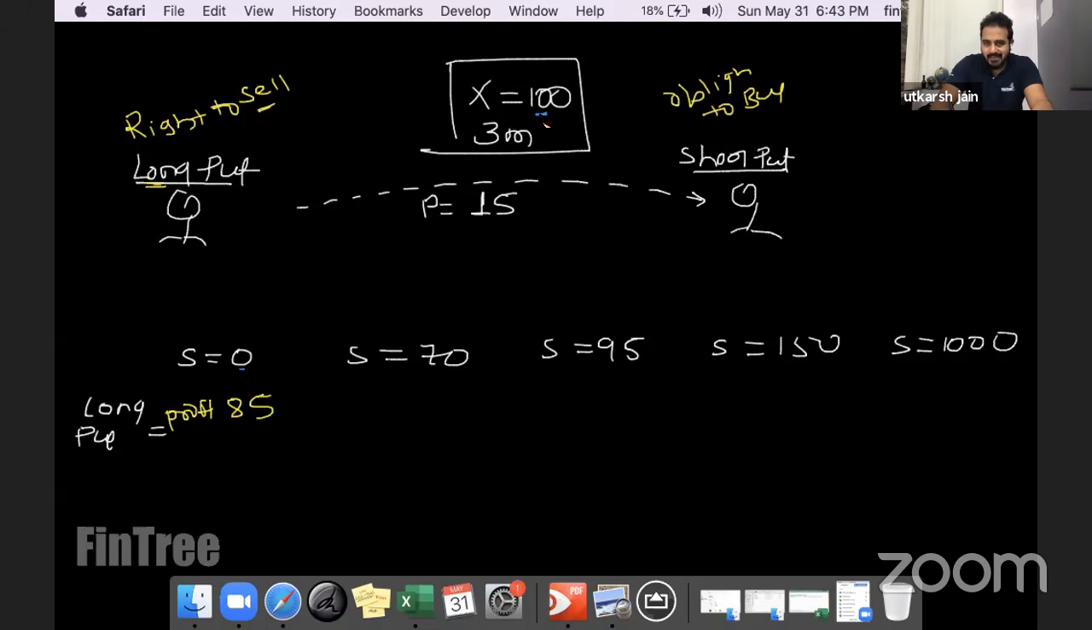You have a right to sell at 100, price in the market 70. Do you think you would sell? Yes. And then payoff is 30 rupees, but you paid premium of 15. So your profit here becomes 15.